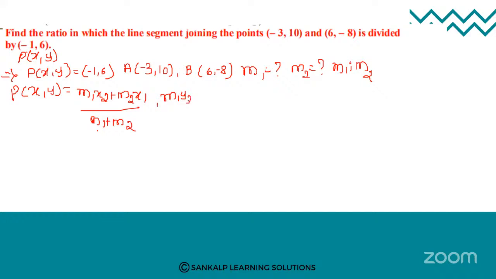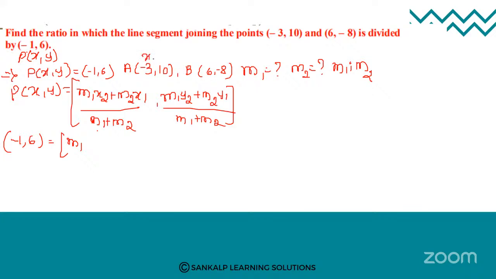M1y2 plus M2y1 divided by M1 plus M2. Yes, so this is the section formula. P of xy we know, that is -1 and 6. So -1 and 6, this is x, this is y, is equal to M1 value we don't know, so write as it is. X2 value, so this is x1 y1 and this is x2 y2.